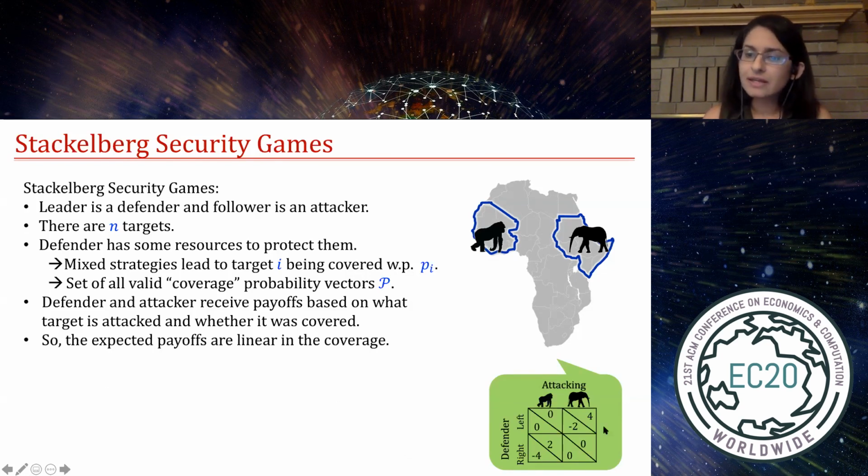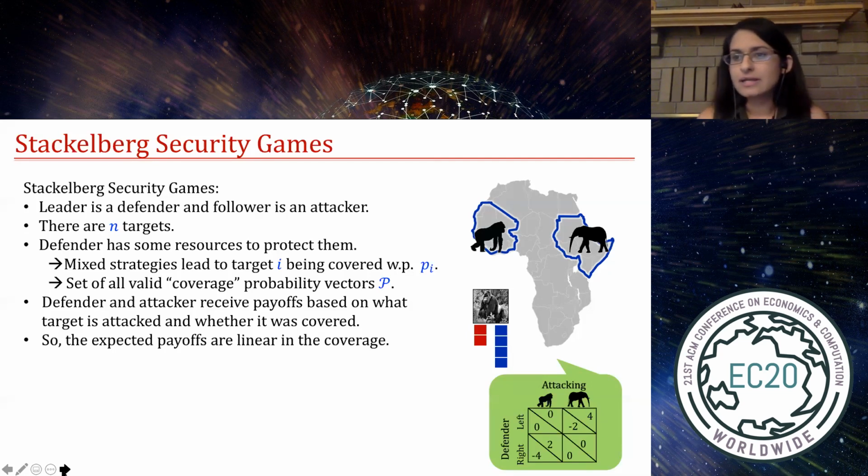I have the example that we are using. I have the game table down here that we can take a look at, but at a high level, it has two targets, gorillas and elephants. If a gorilla is being attacked and I'm not there to protect it, I'm going to have a loss of 4. This is because gorillas are on the verge of extinction, and it's really bad if I lose one of them. And the attacker is gaining a utility of 2 from a successful attack.